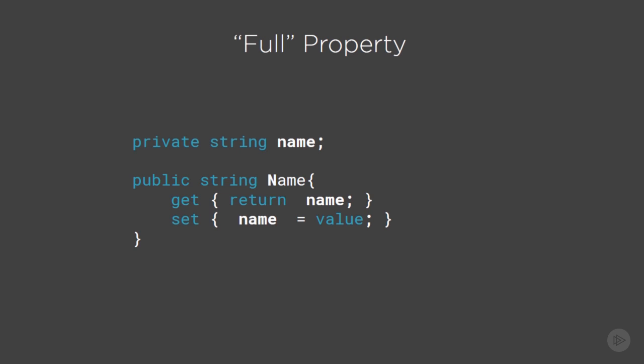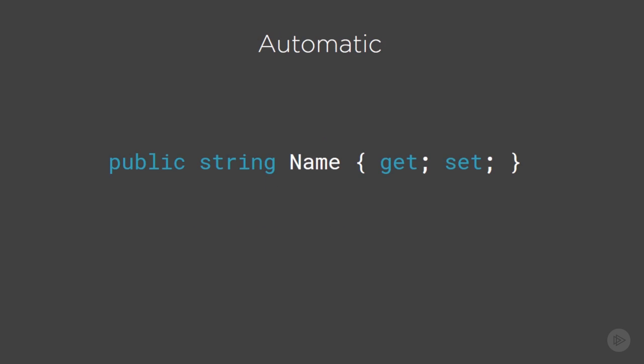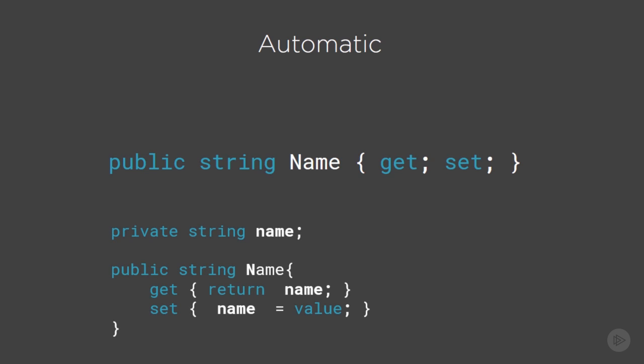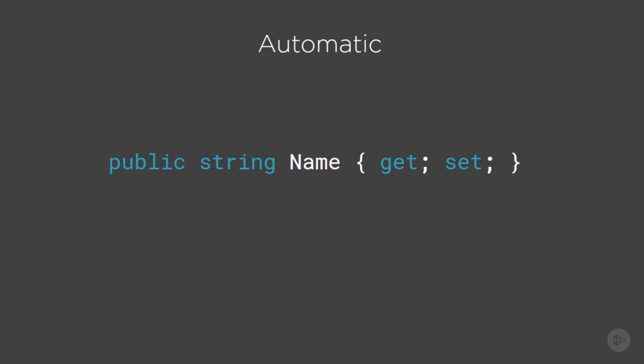This pattern is extremely common. You can vary it and have a more complex getter or setter, but as it's shown here, it is so common that C# provides a shorthand known as an automatic property. This is what we've seen so far. Here we have just the property name and the getter and the setter, but it creates exactly the same code as the full property we saw earlier.